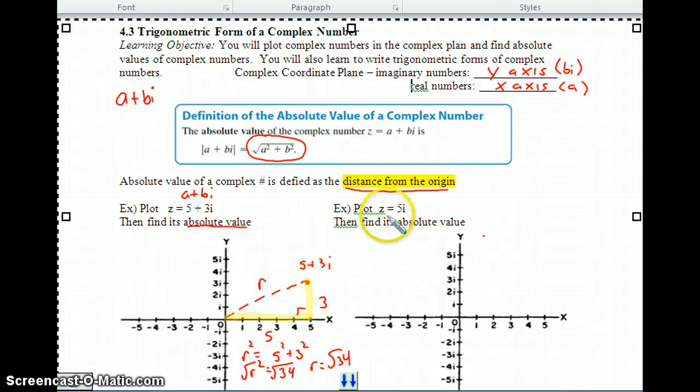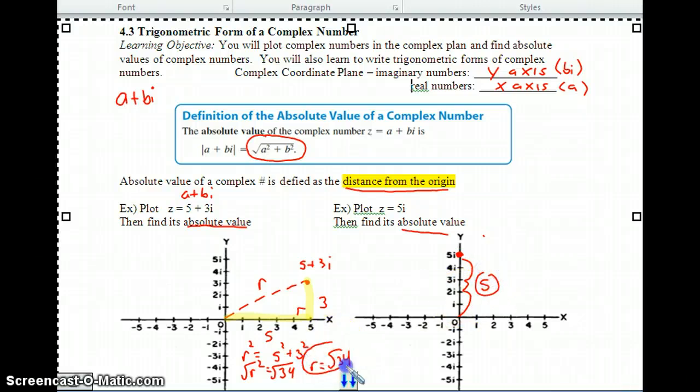Let's do it again. This time our number is just 5i. So that means I go over 0, the real number is 0, and I go up to 5i. I can't draw a right triangle now here. If I want to find the absolute value, it's the distance from the origin. Well, that distance is 5, so my answer should be 5.